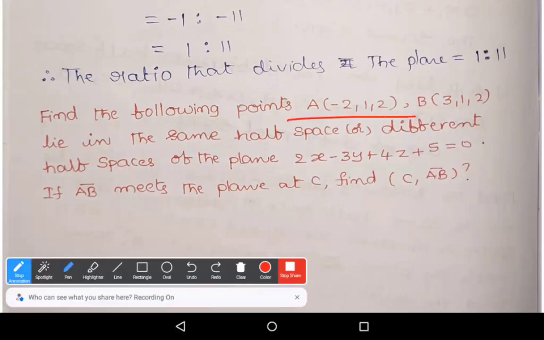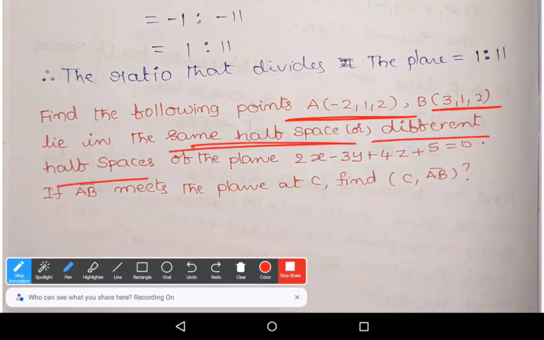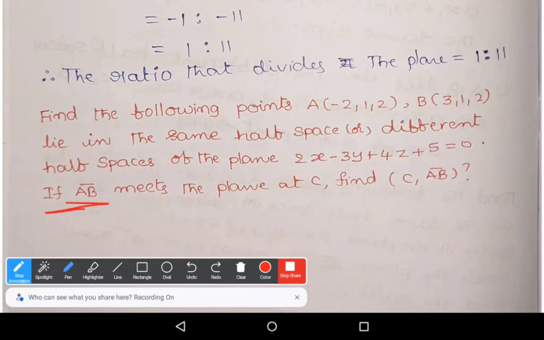Find whether the points A(-2, 1, 2) and B(3, 1, 2) lie in the same half space or different half spaces of the plane 2x minus 3y plus 4z plus 5 is equal to 0. And AB bar meets the plane at C, and find the ratio of the division also.